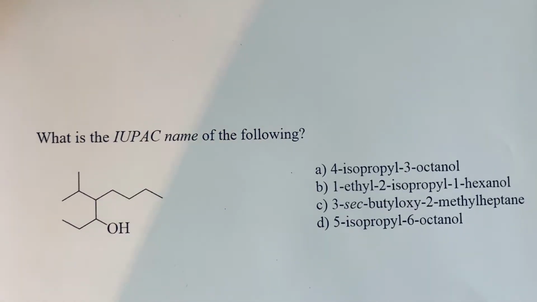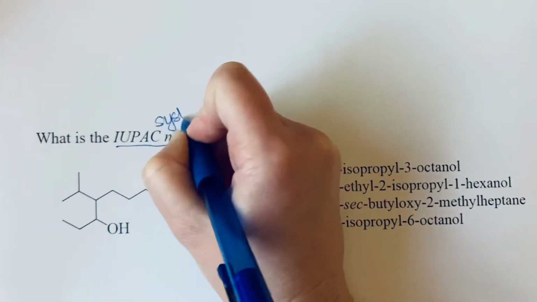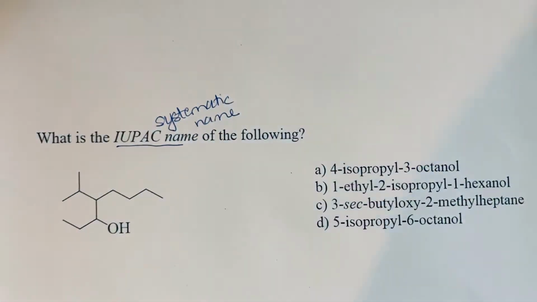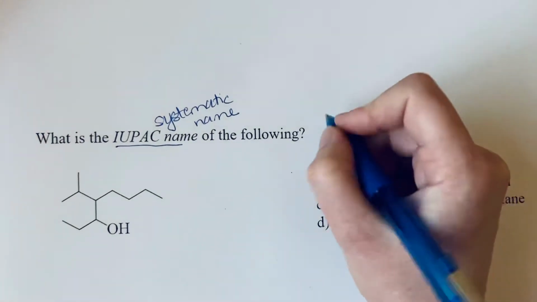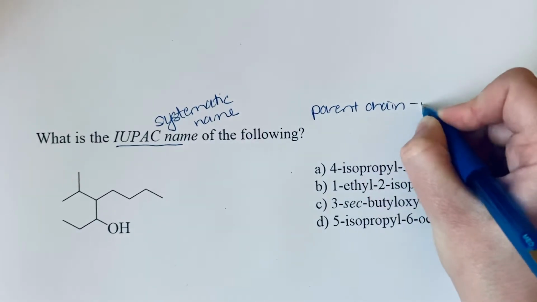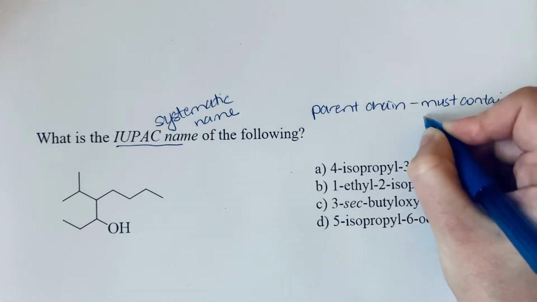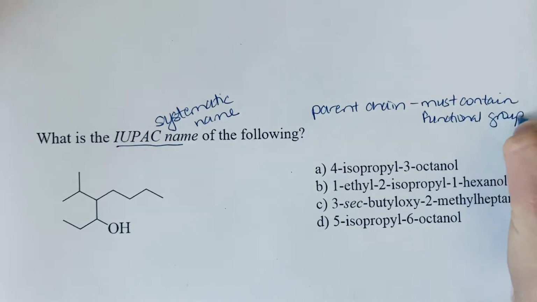What is the IUPAC name of the following? And so the IUPAC name is the systematic name. And so what we need to identify in this molecule is what is our parent chain. And so when you have a functional group like the alcohol, now our parent chain has to contain the functional group. And that functional group is the alcohol.